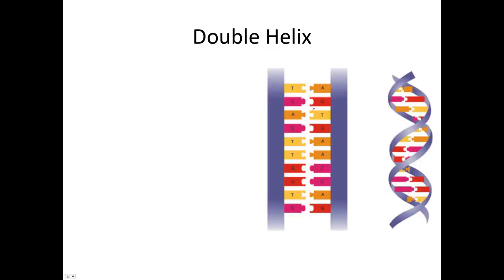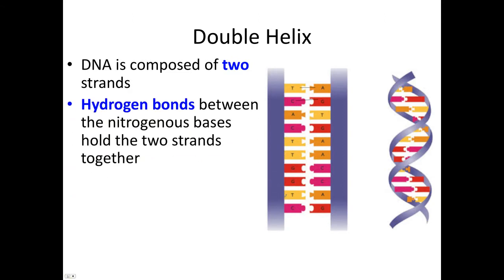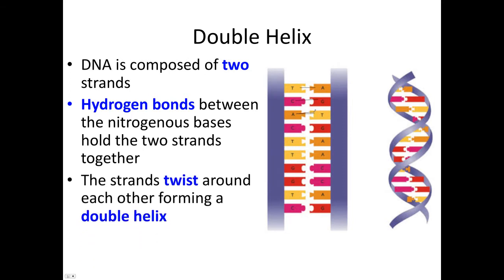So these are going to be matching up, A and T and G and C. They're going to be making what's a ladder, and when it twists together, this structure right here is called a double helix. So DNA is composed of 2 strands, and these are going to be held together with hydrogen bonds. When they twist together, again, this shape is called a double helix.